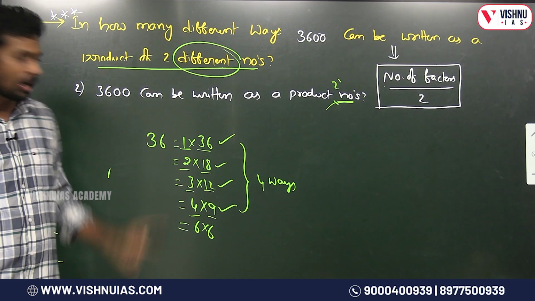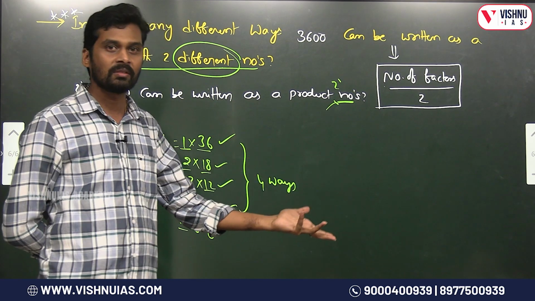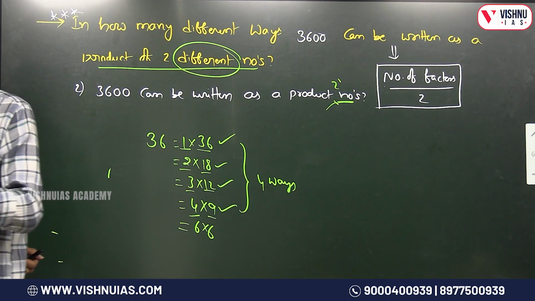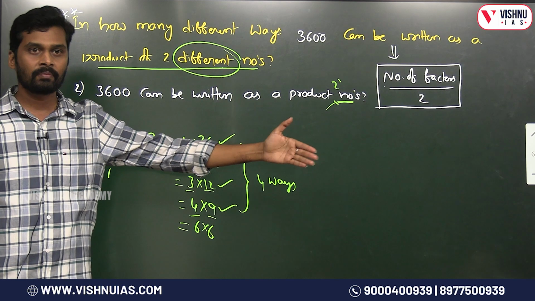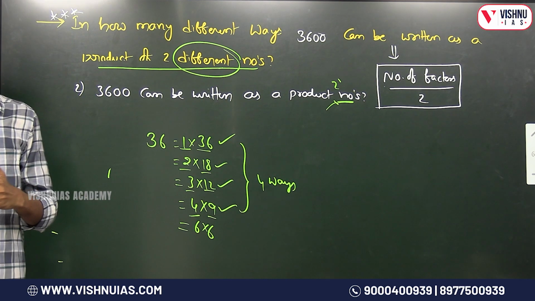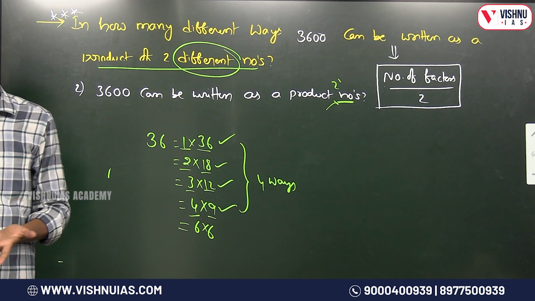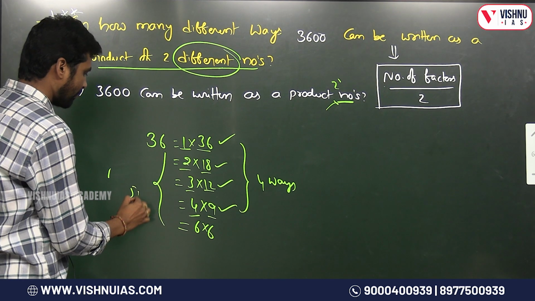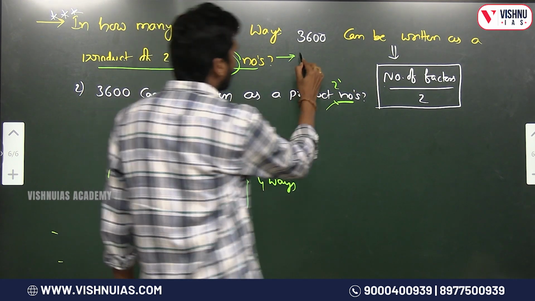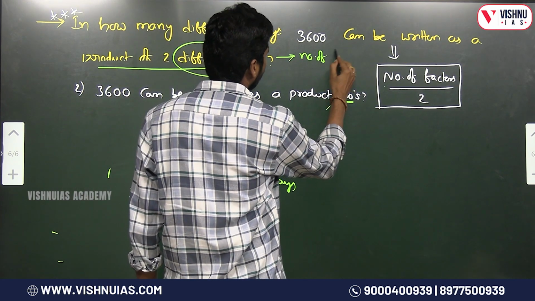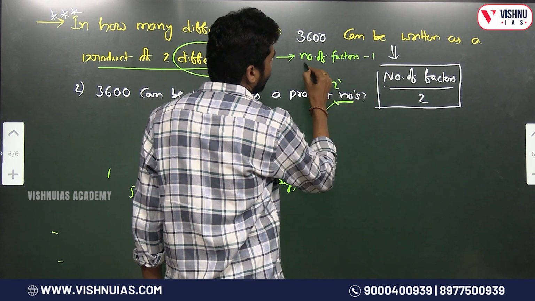Which means how many ways are there? Only 4 ways. Now coming to the second case, 3600 can be written as a product of two numbers, which means those two numbers can be the same or different, right? Then the answer is 5 ways. So that's why, for this problem, the formula is (number of factors minus 1) by 2.